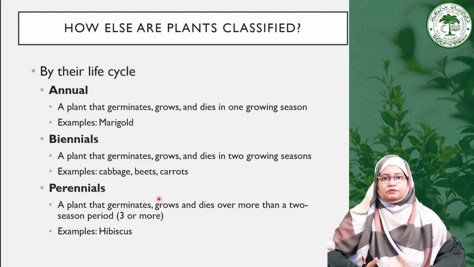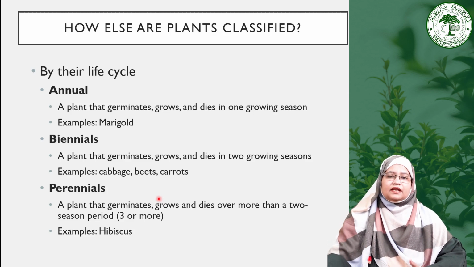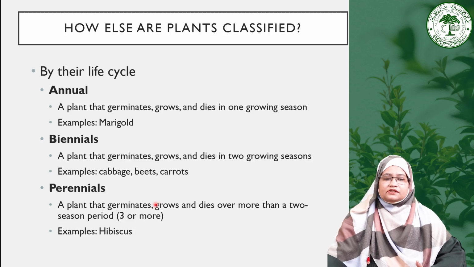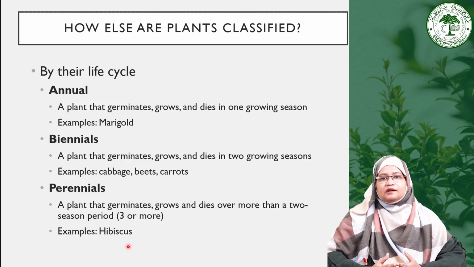Perennials are those plants that require more than 2 growing seasons to complete their life cycles, like all the trees and shrubs, and many herbaceous plants like grasses are also perennials. Hibiscus is also a perennial plant. These perennial plants require more than 2 growing seasons to complete their life cycle from germination to growth to death.